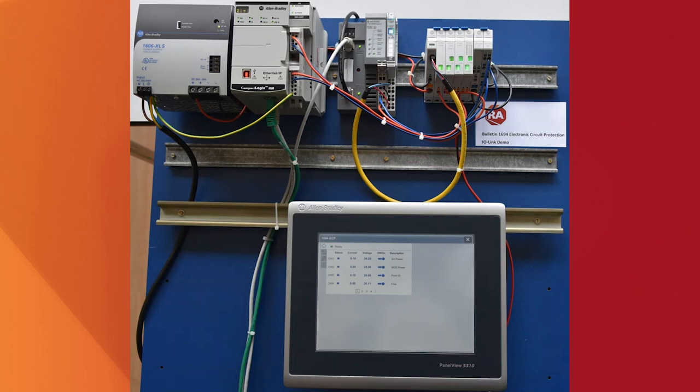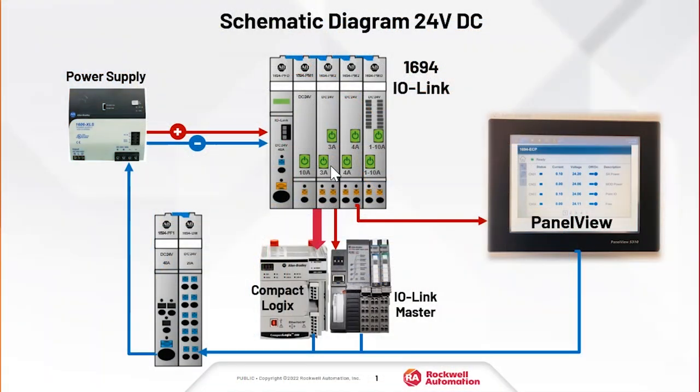Topic of today is the 1694 faceplate. You can see the faceplate installed on the panel view on the lower side of the assembly. Here is the schematic diagram. The 1694 IO-Link assembly protects the CompactLogix, the IO-Link master, and the panel view, which hosts the 1694 faceplate.